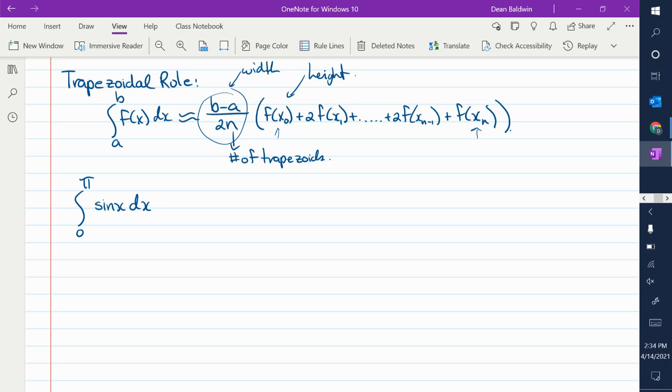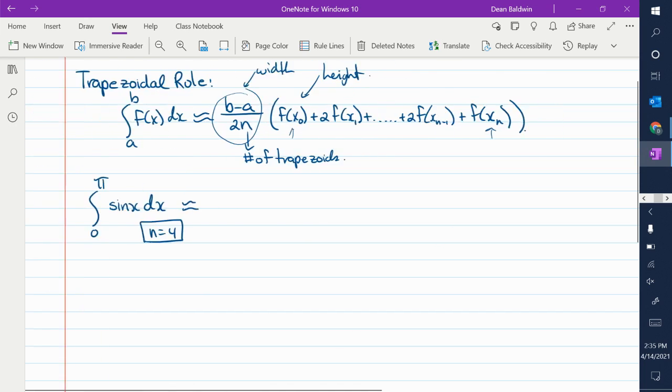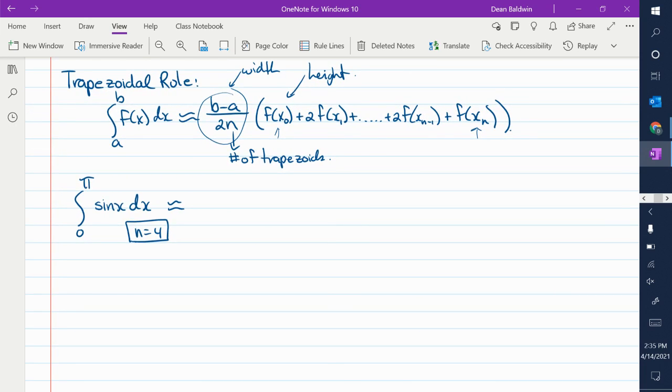Okay? So, approximately equal to. What do you want the n value to be? Let's do n is equal to 4. So what's my b value? Pi, the top one, right? This is pi minus my a value, which is 0, over 2 times 4 times.